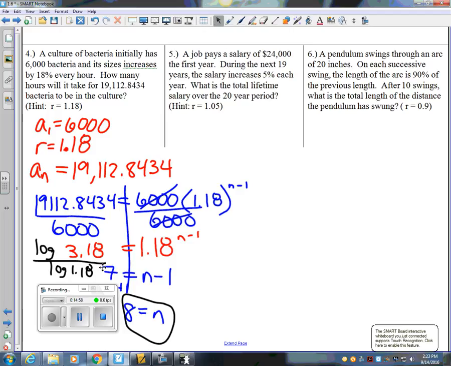Okay. All right, number 5. A job pays a salary of $24,000 the first year. During the next 19 years, the salary increases 5% each year. What is the total lifetime salary over a 20-year period? Pandora, what is the 24,000? Good. And I already told you R. Jasmine, what is the 20-year period? What is that?